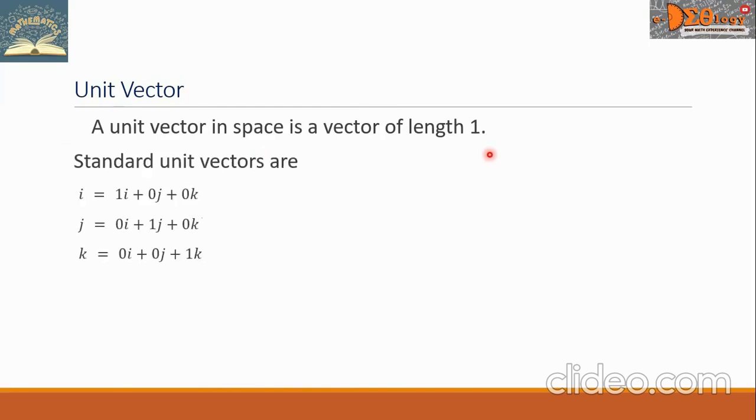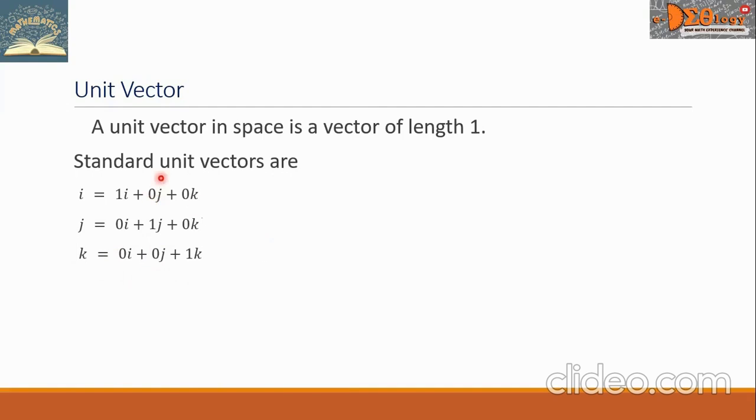Now let's go to unit vector. A unit vector in space is a vector of length 1. We have here the standard unit vectors: vector i, vector j, and vector k. The vector i is equal to 1i plus 0j plus 0k. Vector j equals 0i plus 1j plus 0k. Vector k equals 0i plus 0j plus 1k.